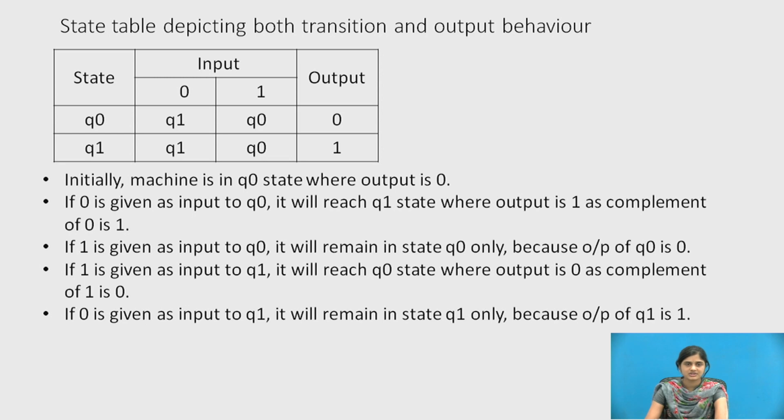Now initially the machine is in Q0 state where the output is 0. If 0 is given as an input, it will reach Q1 where the output is 1, as the complement of 0 is 1. Next, if 1 is given as input to Q0, it will remain in the state Q0 only, because output of Q0 is 0. If 1 is given as input to Q1, it will reach Q0 where output is 0, as complement of 1 is 0. Basically, we have designed this for taking the complement of binary number. If 0 is given as input to Q1, it will remain in the state Q1 only, because the output of Q1 is 1.